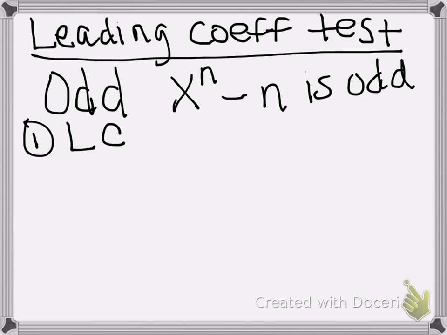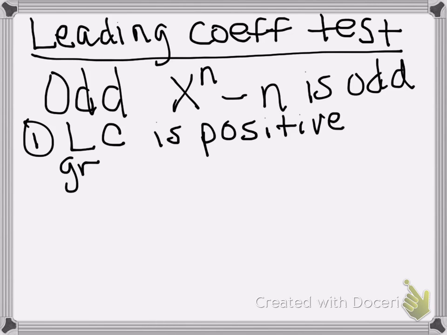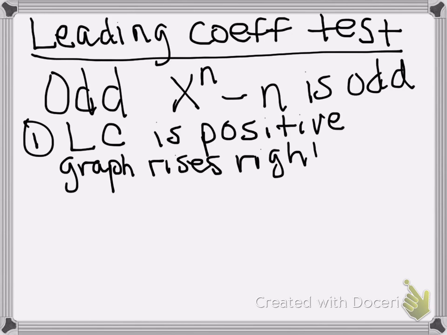And your leading coefficient is positive. So if that highest power is odd and your leading coefficient is positive, then your graph rises on the right and it falls on the left.